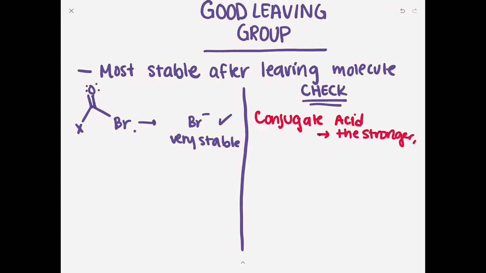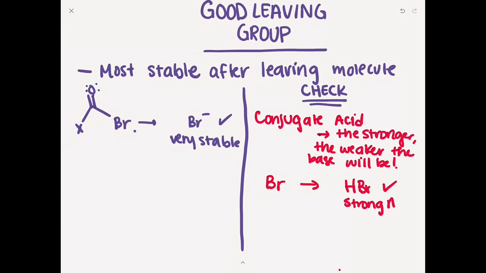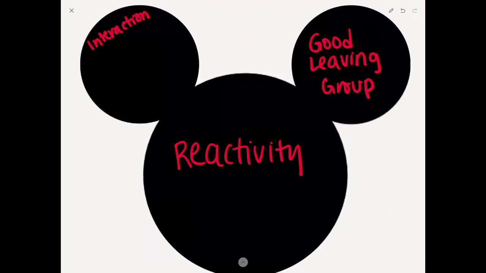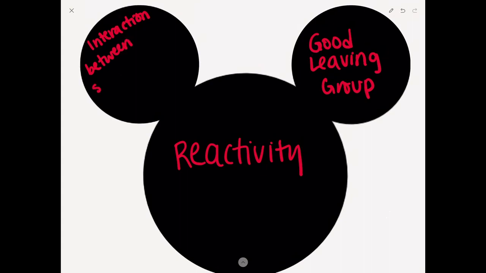For example, bromine would make a great leaving group. It's highly electronegative and quite stable by itself. Plus, its conjugate acid is a strong acid, HBr. Now let's move on to the other ear. The second factor is the interaction between the substituents and the carbonyl carbon.